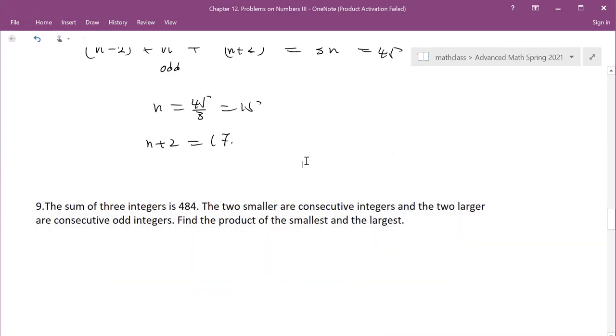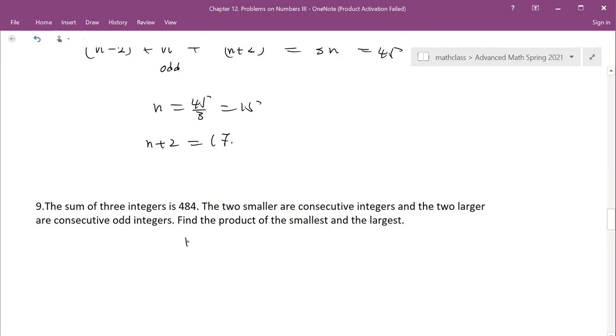The sum of three integers, and we don't know the relationship yet, is 484. The two smaller ones are consecutive integers. The two larger ones are consecutive odd integers. Find the product of the smallest one and the largest. Basically, you want to determine those three numbers. How can you do that?